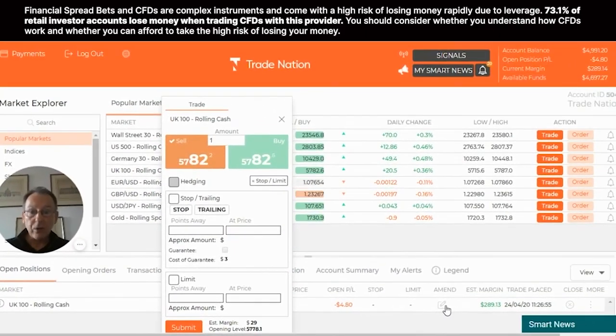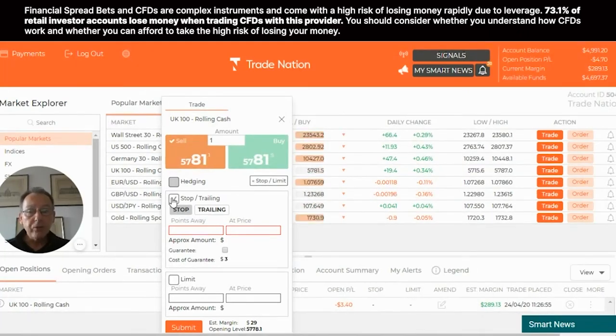And you can see that it's going to bring me up the live price where the UK 100 is trading at the moment, where I could sell, where I could buy, but I'm looking to put a stop on. So I click the stop and I have two choices. I can put that stop at a specific price level, or I can put the stop at a certain number of points away from my opening order.